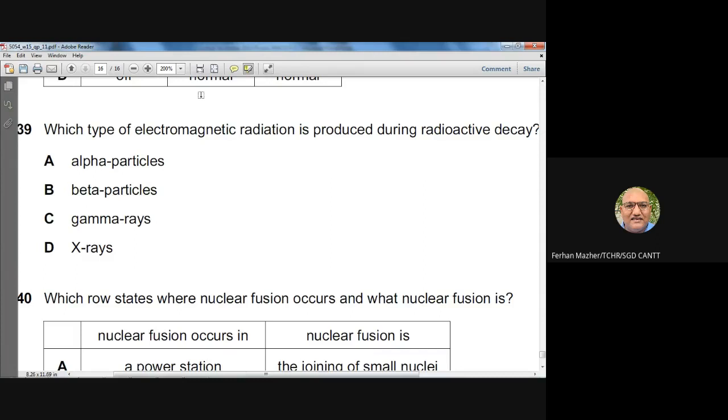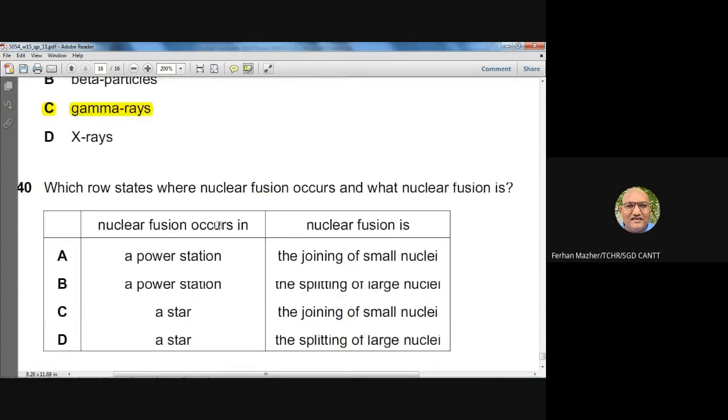If you remember the chapter on the electromagnetic spectrum, Ronald McDonald is very ugly except Gary. Gary stands for gamma rays. So gamma rays are the radiation which is given out, and it is electromagnetic. C is the choice. Gamma rays are electromagnetic. Question number 39, C is the answer. The marking scheme also says C. We are moving to the next question.